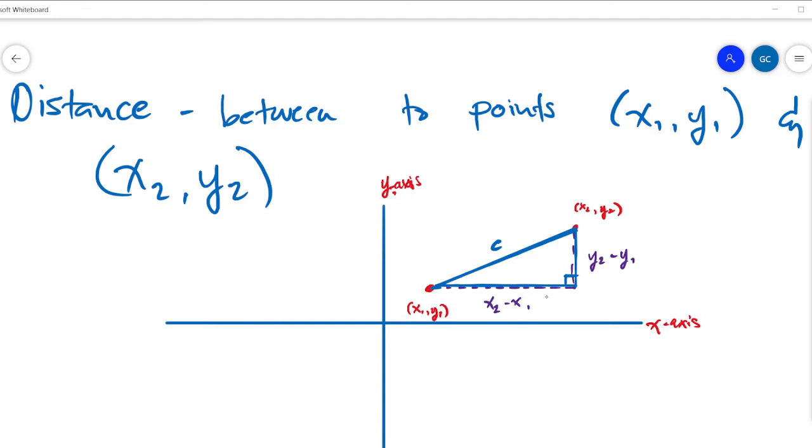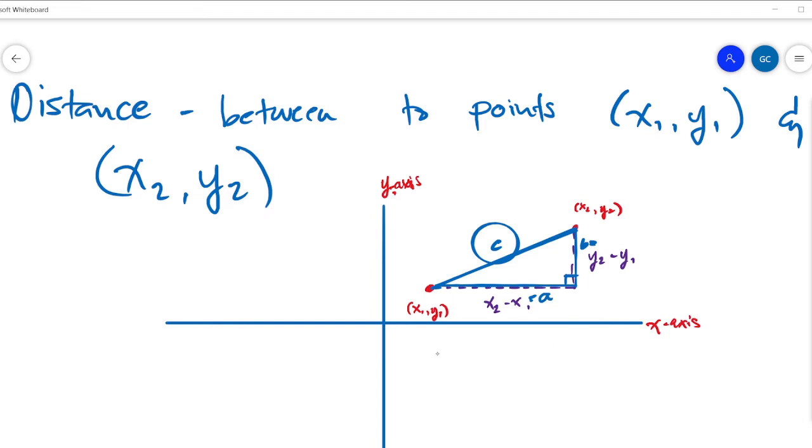We can also say that this will be our side A, which is equal to x2 minus x1. And we can also say that this will be our side B, which is equal to our y2 minus y1. And as you may have remembered from your earlier days of geometry, there is a formula by which we can compute this C.